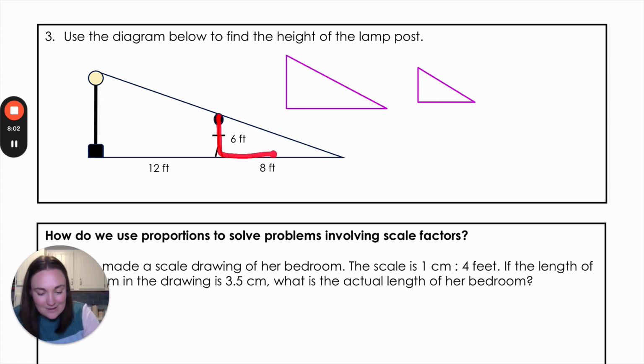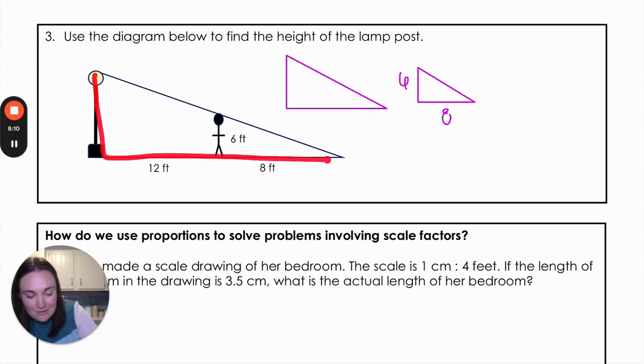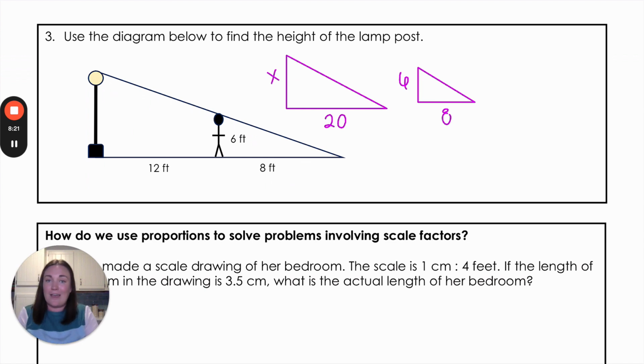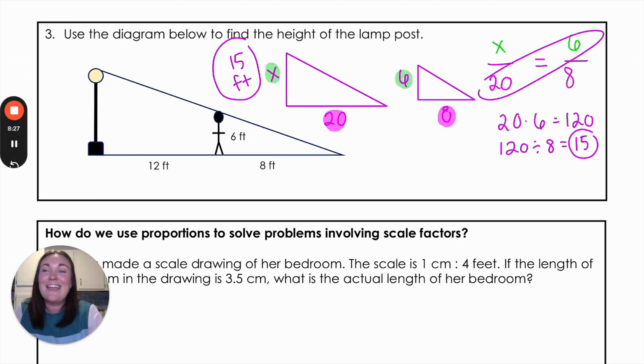I can see in this small triangle, I've got my 6 as my height and 8 as my shadow. And if we're looking carefully at this big triangle all the way across the bottom, I'm going to have to add those two together. So 12 plus 8 is going to give me 20 across the bottom, and I don't know how tall that is. So now let's go ahead and set up a proportion and solve. Go ahead and pause the video here so you can check your work. All right, and checking your work, we should have gotten that that lamppost is 15 feet tall.